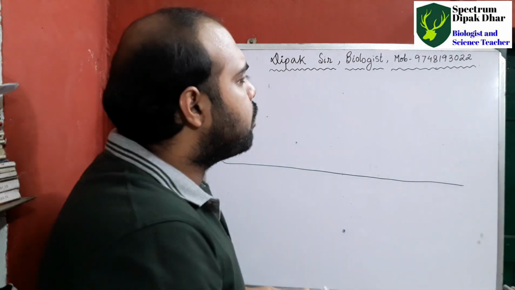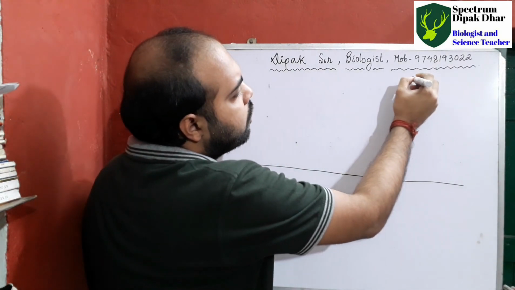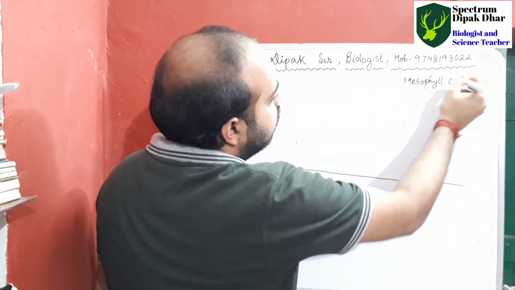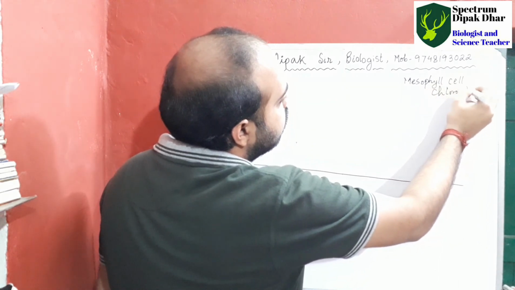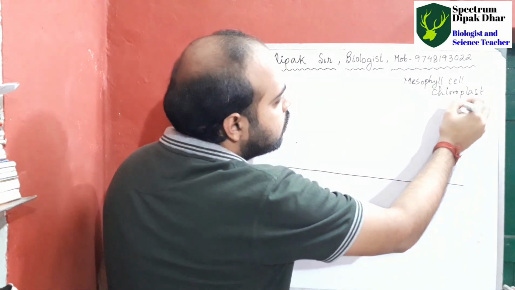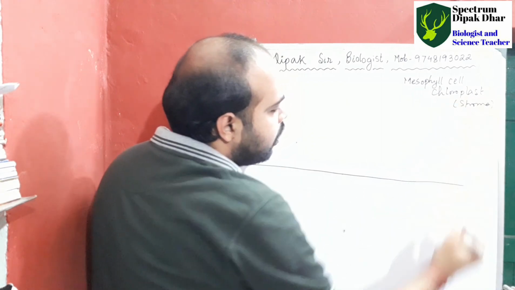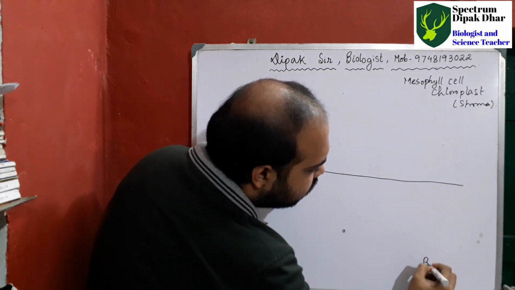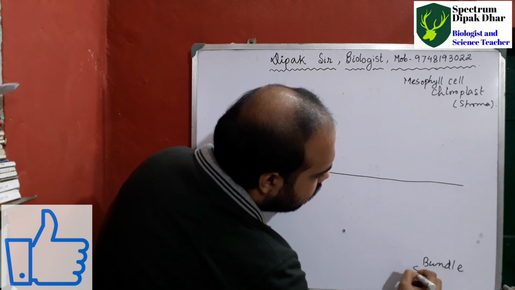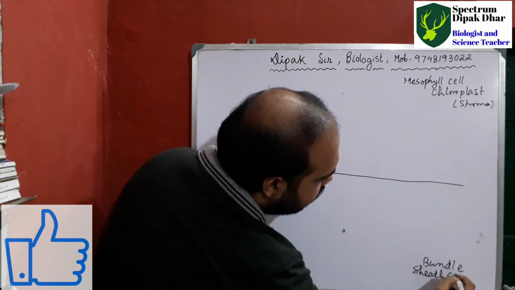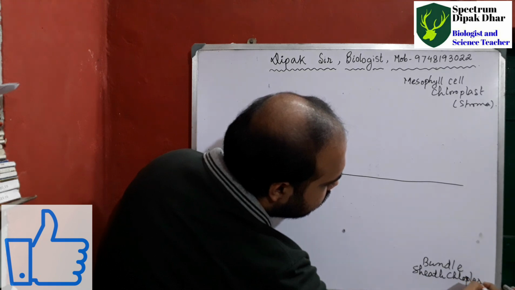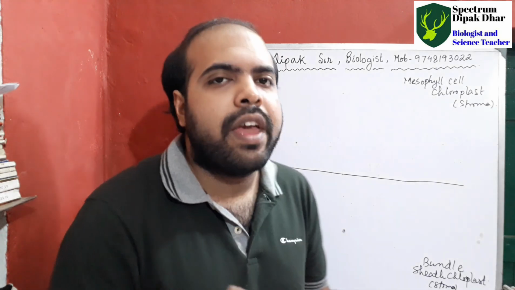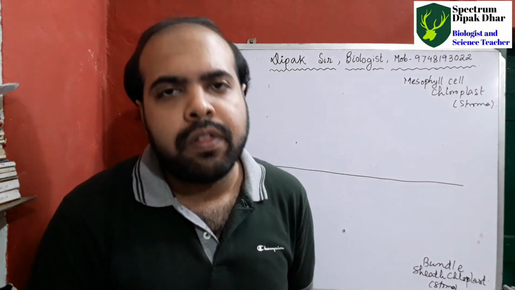The upper segment I am representing as the mesophyll cell chloroplast, and obviously it will be stroma. And the lower portion of the board I am representing as the bundle-sheath chloroplast. It will also be stroma. Now, first of all, the reaction will start from the mesophyll cell chloroplast.